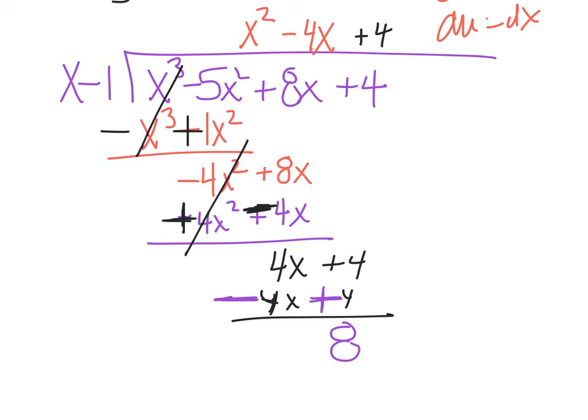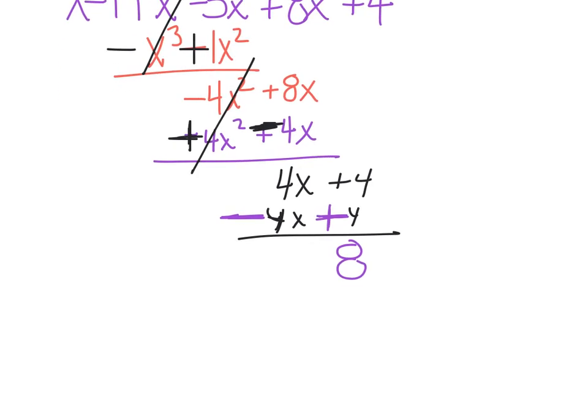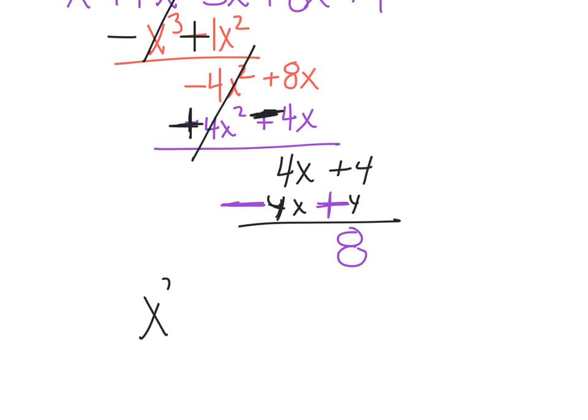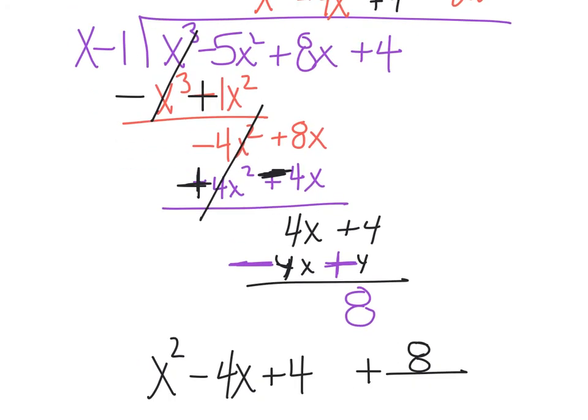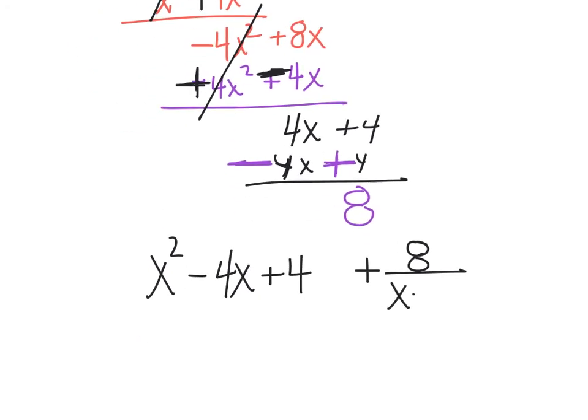So now, of course, I've got to rewrite my answer. So was it x squared minus 4x plus 4? And I got a positive, so I'm going to put a plus sign, 8, over what I divided by, x minus 1. Okay, so that's how I wrote my answer. Now, I really haven't done any calculus. We cover all this long division with remainders in Algebra 2. And then you probably reviewed it in pre-calc, but it's really an Algebra 2 topic.